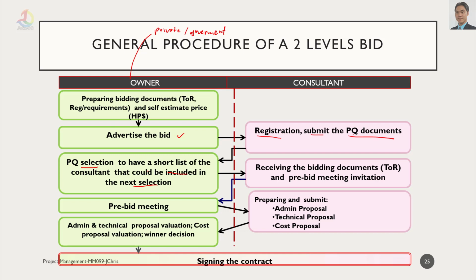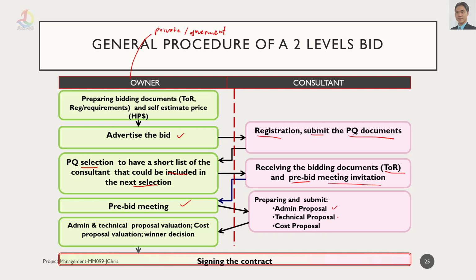So this is first filtering. After they do the first filtering, then they give the consultant the bidding documents of the terms of reference and pre-bid meeting invitation. And then it goes for a pre-bid meeting. Usually we discuss the problems surrounding the business case, and then the expected level of output, and then the scope, and so on.